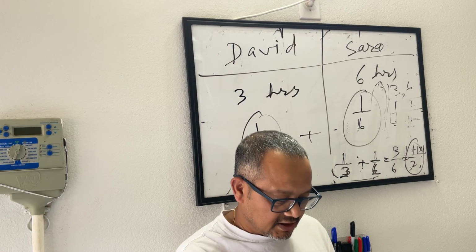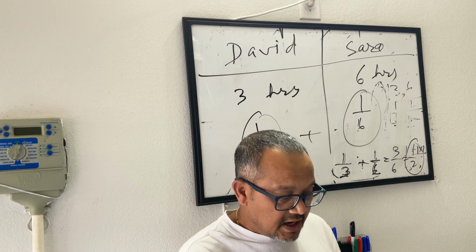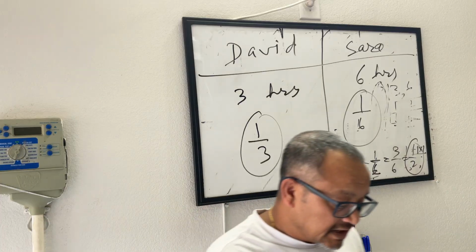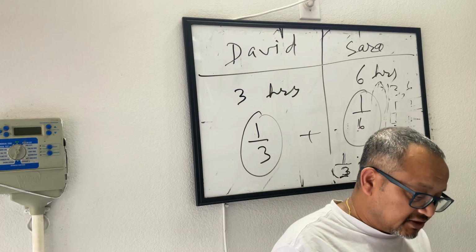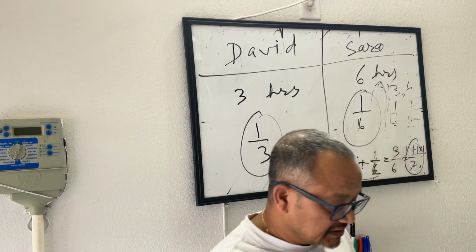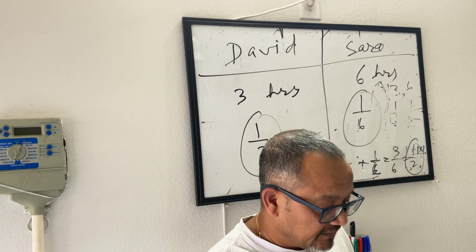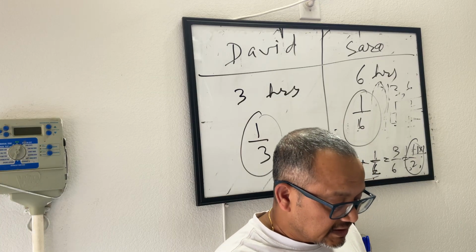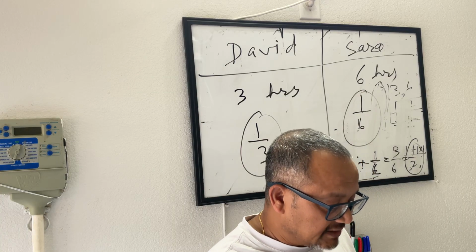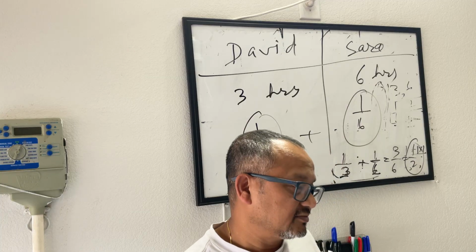Next problem is this. Find 3 consecutive odd integers such that the sum of twice the first, the second, and 3 times the third is 152.